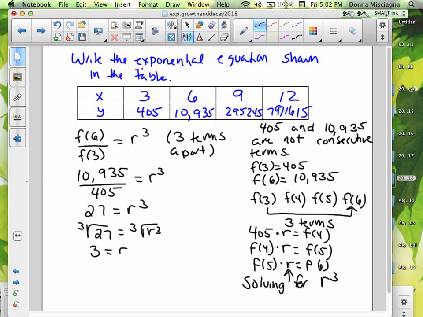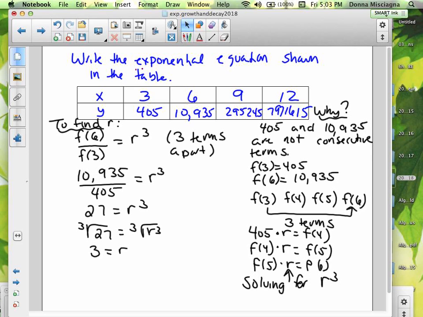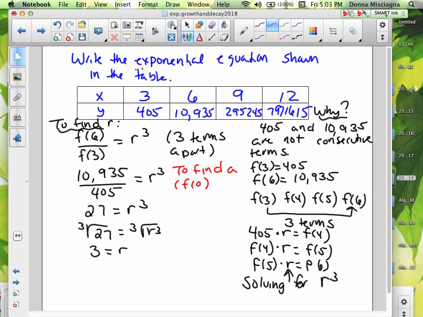All right, we've got the third term. I'll write in a different color. So this is to find r over here. This is why we're finding it the way we are. Okay, there's a little background information. Why was it r cubed? And now this is to find a. Specifically, our a here is f of 0. It's the value of y when x is 0.